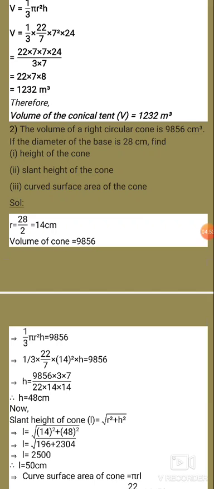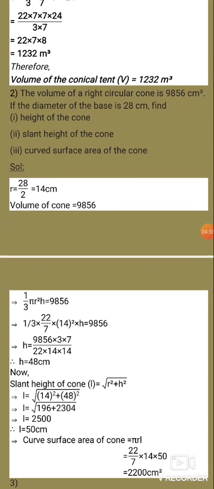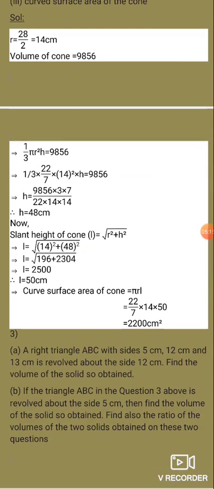Okay. So next one, you need to find out curved surface area. So curved surface area is equal to what? Pi RL. So 22 by 7 into 14 into 50. Now when you cancel 49 and 7, 2 times 50 into 200. So 22 into 100, 2200. Clear? Now the next question is done.